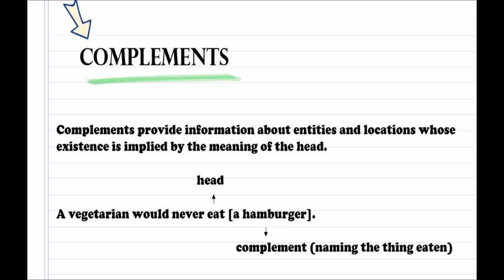Complements provide information about entities and locations whose existence is implied by the meaning of the head. For example, a vegetarian would never eat a hamburger. Now, the head is the word eat, and the complement is the noun naming the thing eaten, which is a hamburger. Complements are attached to the right of the head in English. That is one of the general rules.